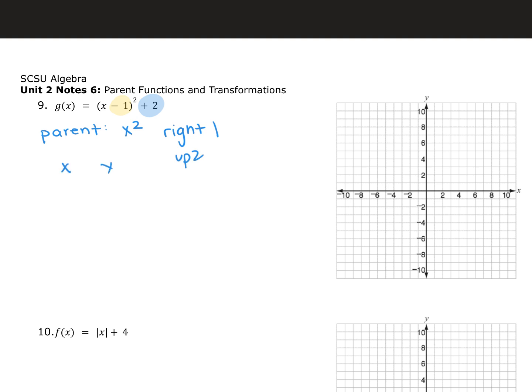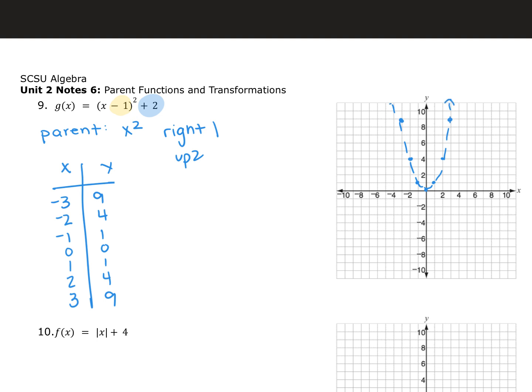So here's my original graph, -3, -2, -1, 0, 1, 2, 3, which gives me 9, 4, 1, 0, 1, 4, 9. Okay, it's a parabola shape. So I'm going to plot those originals first. -1, 1, 0, here we are. Dotted line. Okay, and now I'm going to do exactly what it tells me to do.